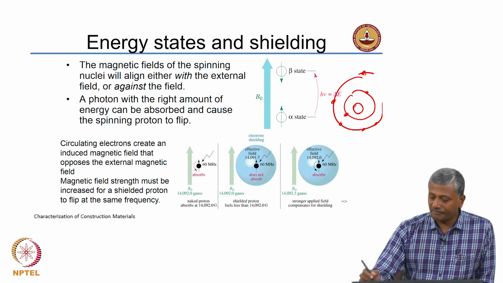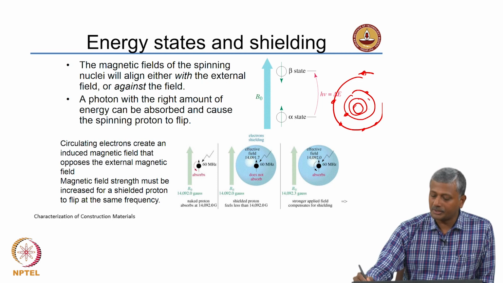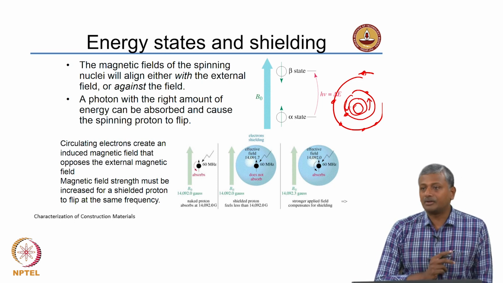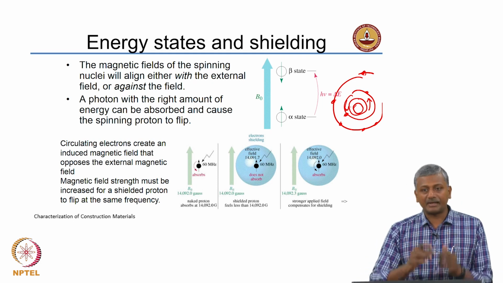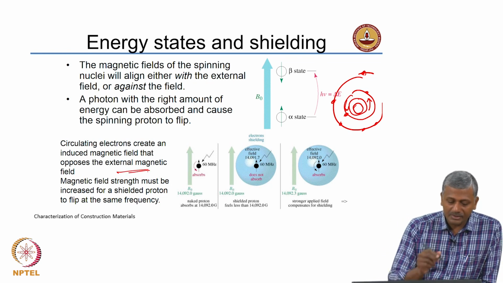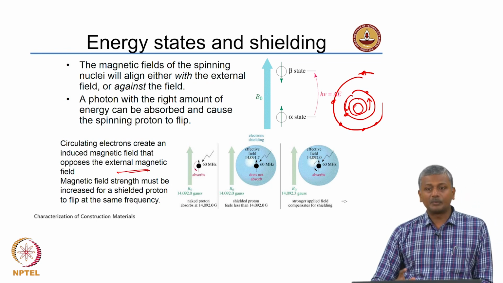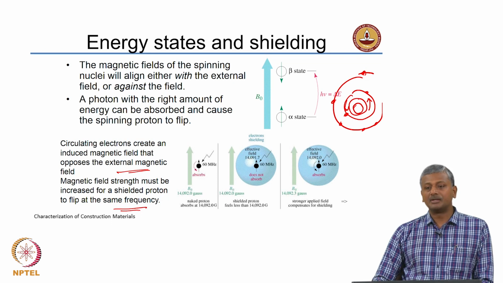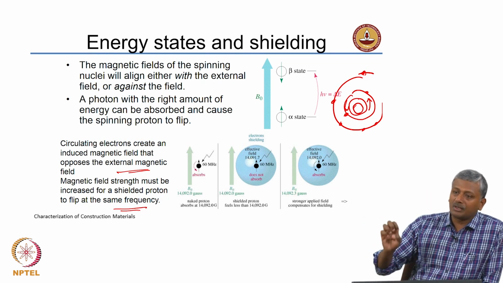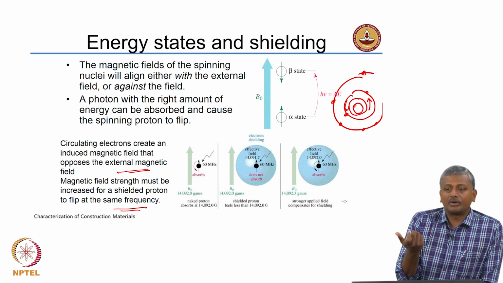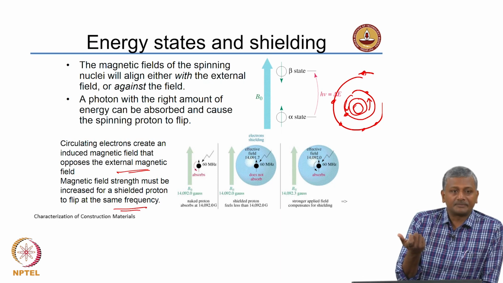So, when you have this magnetic field which is causing this nuclear spin to change, okay, it has some sort of an effect of shielding by the electrons that are present in the system. So, around the nucleus you have electrons. The electrons can create an induced magnetic field that opposes the external field. So, the magnetic field strength must be increased for the shielded proton to flip at the same frequency. Because of the effect of the electrons, you have to increase the strength of the magnetic field to cause the spin transition of your element to happen at the same frequency level.